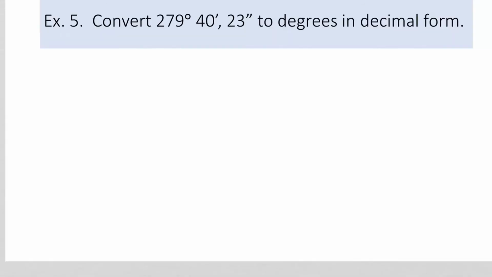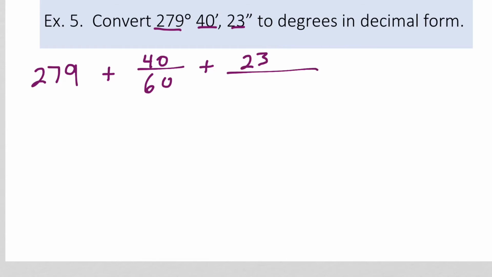So in this example, we're going to convert 279 degrees, 40 minutes, and 23 seconds to degrees in decimal form. All right, so you start out by saying you've got 279 degrees, that's this part, plus 40 minutes out of a total of 60 minutes in a degree, plus 23 seconds out of a total of 3,600 seconds in a degree.